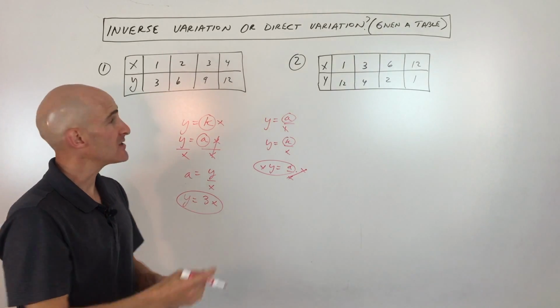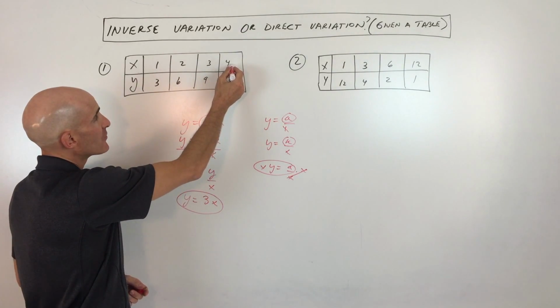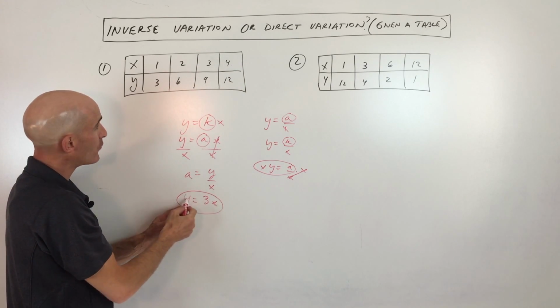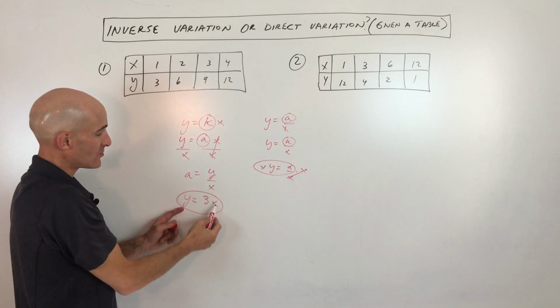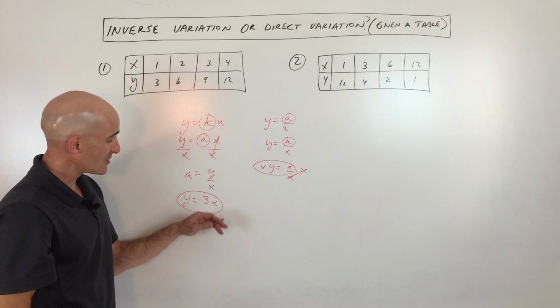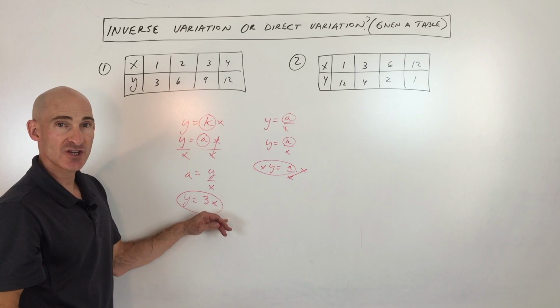Now if you're not convinced, go ahead and pick some of the values for x and see if you get the y values. So if x is 4, 3 times 4 is 12. Yep. If x is 3, 3 times 3 is 9. Yep. So you can verify it that way. And you can see it fits that form of the direct variation.